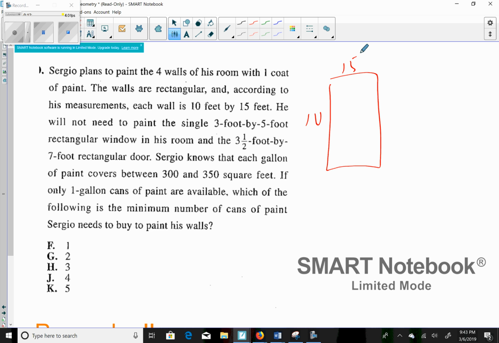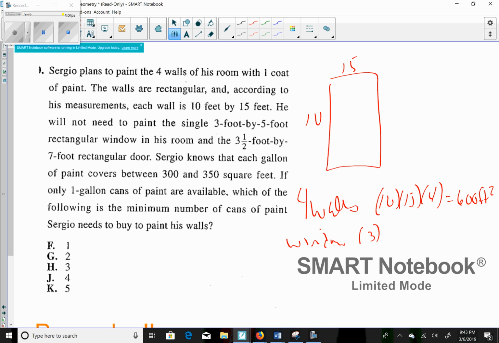So first of all, I'm going to do the 4 walls, which are 10 by 15, and I have 4 of them, so I'm going to multiply all of those together, and I end up with 600 feet squared. He does not have to paint the window, so the window is 3 by 5 feet, and there's only one of those, so I'm going to subtract 15 square feet.